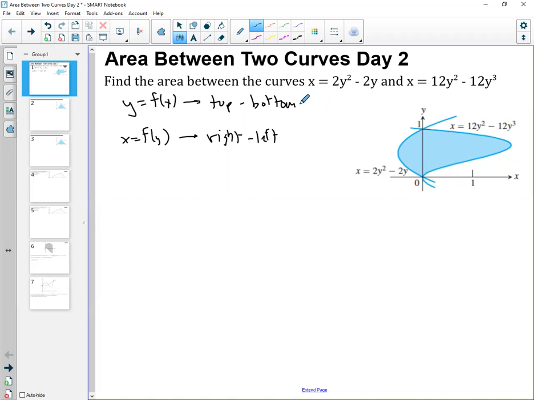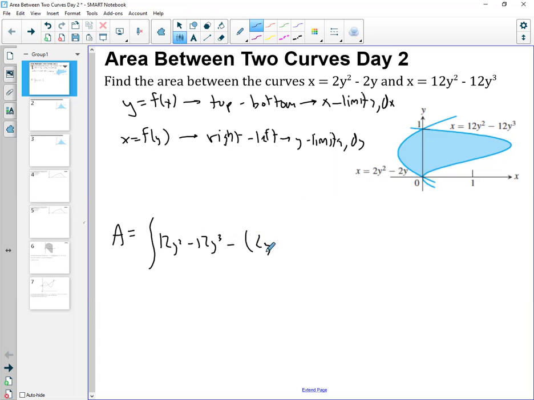This one we had x limits and dx's. This one we're going to have y limits and dy. Everything here is going to be in terms of y, everything here is in terms of x. So we can still do the same thing though. We write the area as the integral, and we do right minus left. So that's 12 minus 12y squared minus 12y cubed, minus this one, 2y squared minus 2y. And then it's dy, and then the limits have to be y limits.